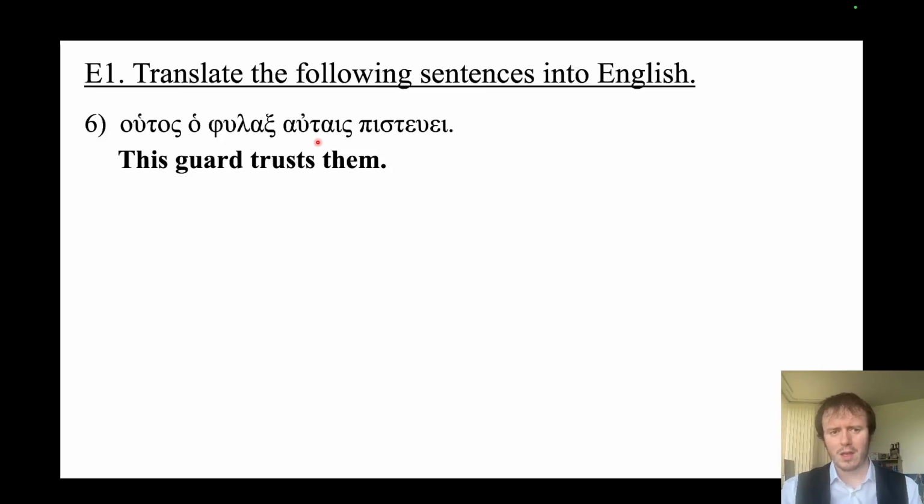Now, the reason they were in the dative is because of the fact that pisteuô, the verb to trust or believe, you could have said believes, takes its object in the dative.